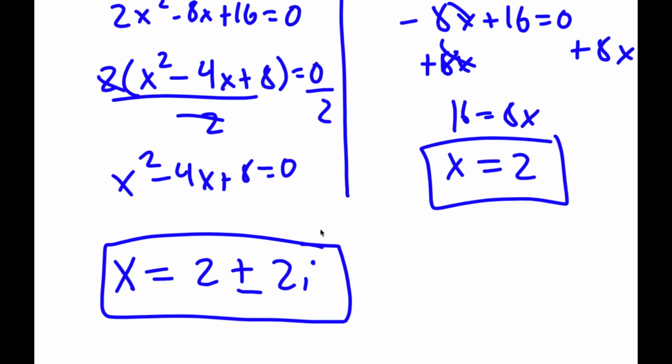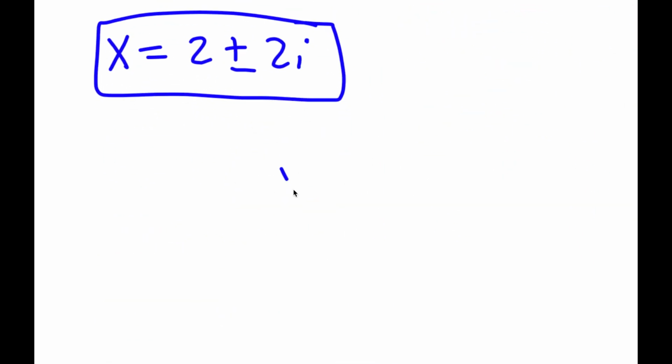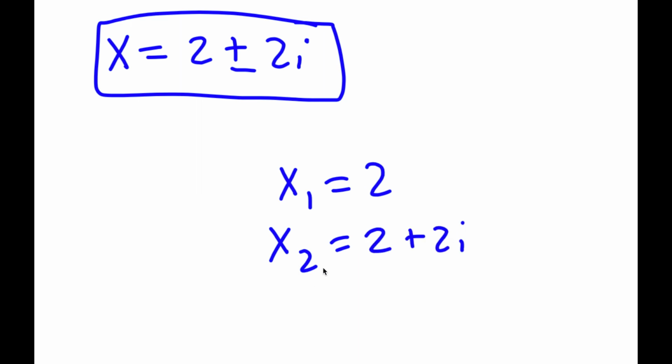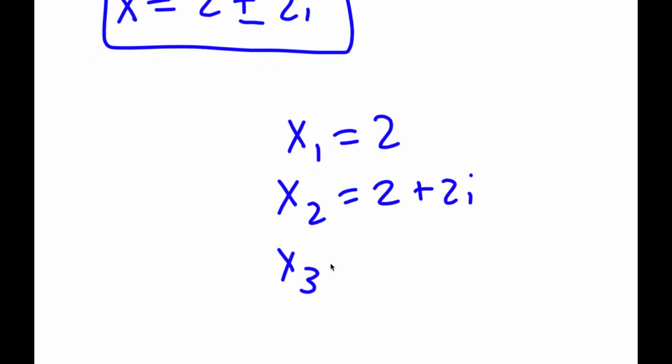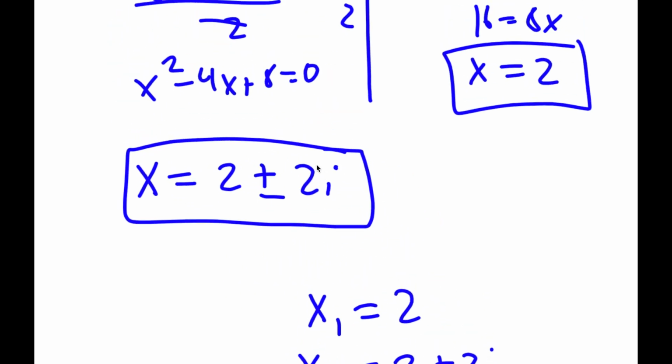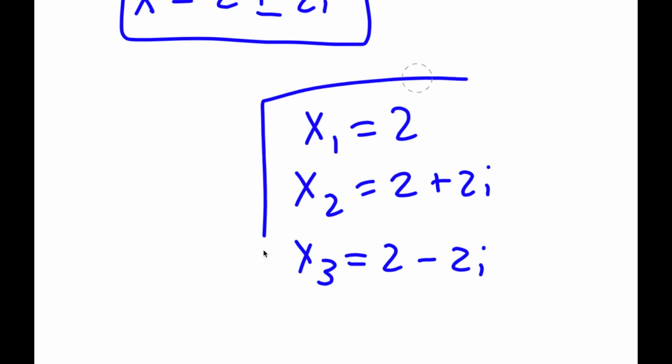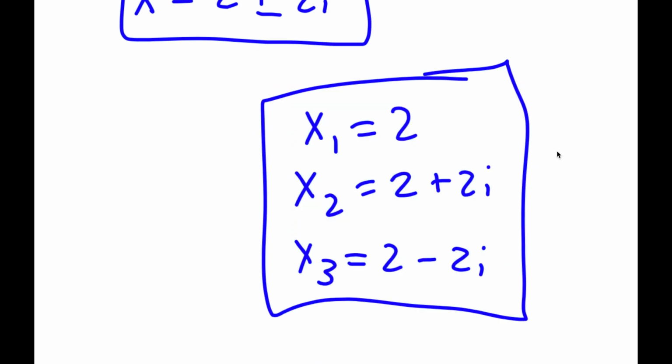So these are my three solutions to this problem. My first solution is x equals 2. My second solution is x equals 2 plus 2i. And my third solution is x equals 2 minus 2i. So these two solutions are imaginary, and I have one real solution.